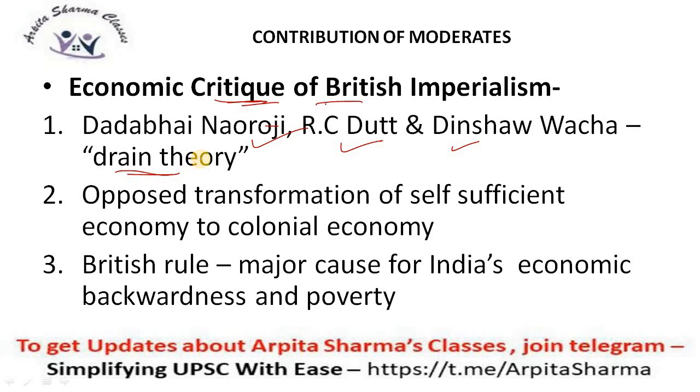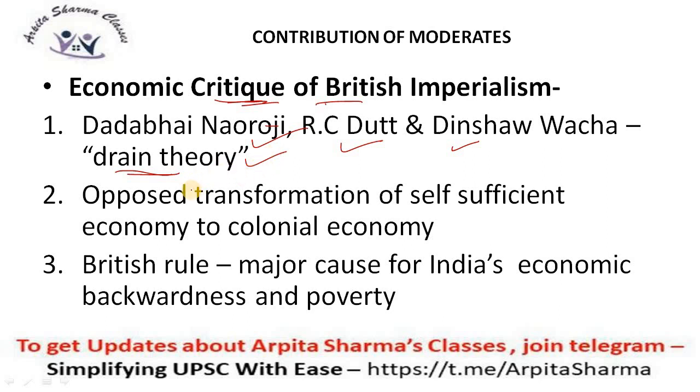What was the drain theory? India, everybody knows, was Sone ki chidiya, because India was very rich in its resources, in monetary terms, etc. All the money that India had was finally draining towards England, because all the money was taken to England by the Britishers. This was the drain theory.